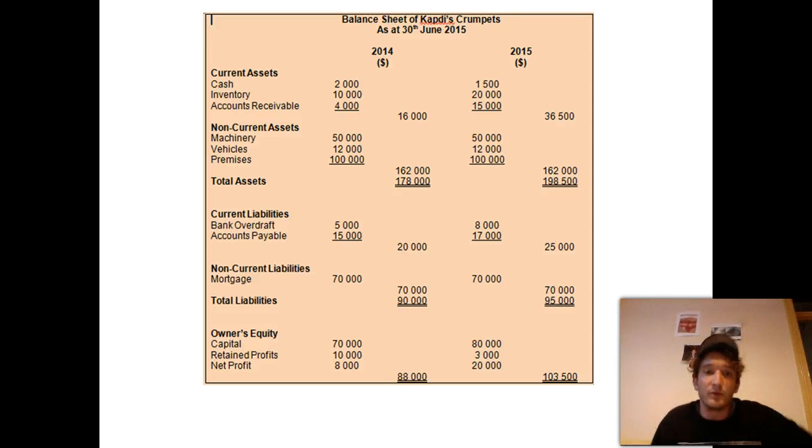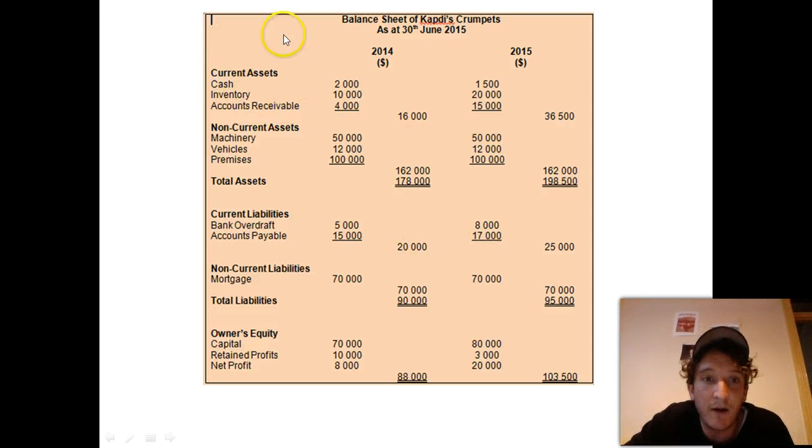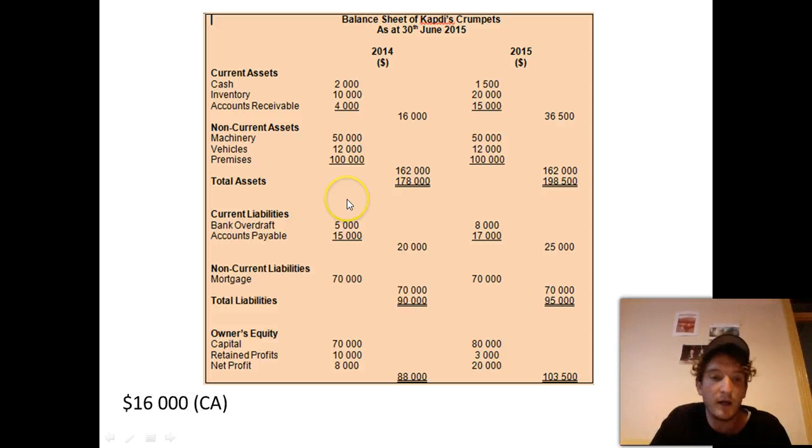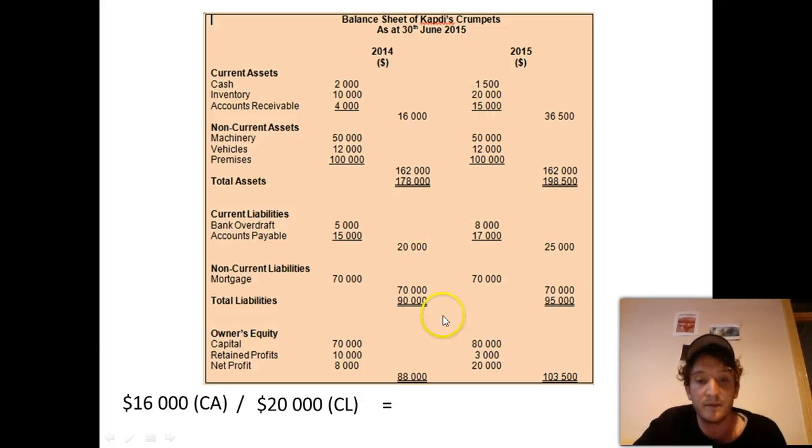Okay, let's run an example really quickly. Here we have current assets, and down here we have current liabilities. The first number is 16,000 current assets, and we're going to divide that by the current liabilities, which are 20,000. That gives us 0.8. That means that for every dollar of liability, we have 0.8, or 80 cents, of asset.